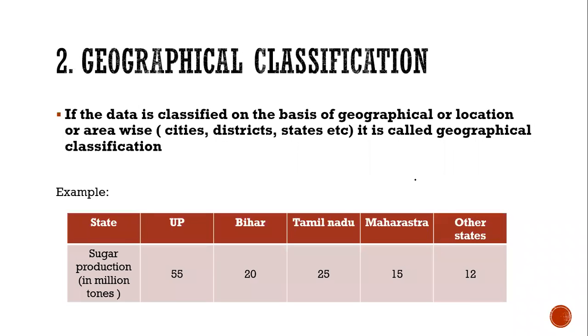Second one, geographical classification. Now, what do you mean by geographical? Here in geographical classification, it is geography or location wise. You classify based on their area, or based on the district, cities or states. You focus on that particular area, that particular state. So the best example I will give you.